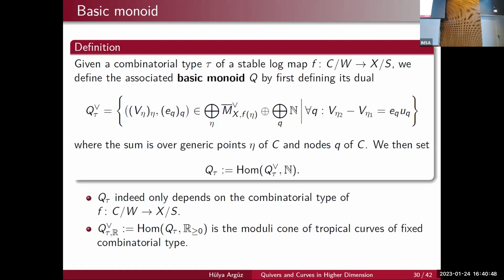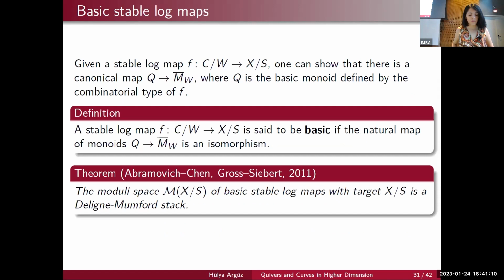And this monoid, which only depends on the combinatorial type, is going to tell you what is the moduli space of tropical curves of fixed combinatorial type. So if you consider Hom of this monoid to R greater or equal to 0, you obtain the moduli space, which is a cone because you can scale, of tropical curves. So it is the work of Abramovich-Chen and Gross-Siebert to describe concrete invariants out of such curves.